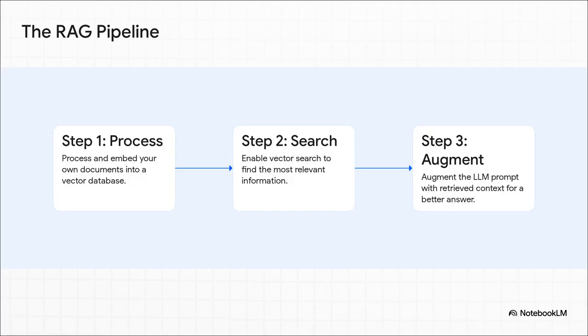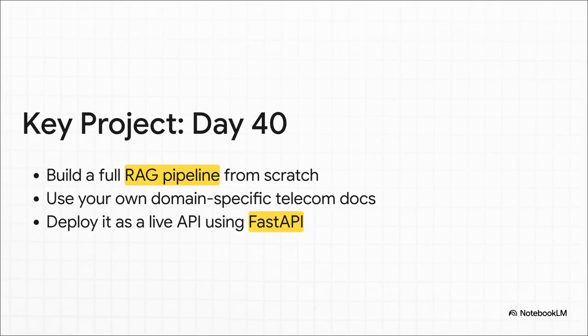Now, this RAG concept is absolutely key. You can think of it as a 3-step process. First, you feed it your own documents. Maybe it's your company's internal wiki. Second, you make those docs searchable by turning them into vectors. And third, this is the magic part, you use the search results to give the LLM extra context, essentially supercharging its prompt so it can give you a way smarter answer. And again, you're not just reading about it, you're building it. The big project for this phase is to build a full RAG pipeline from the ground up.